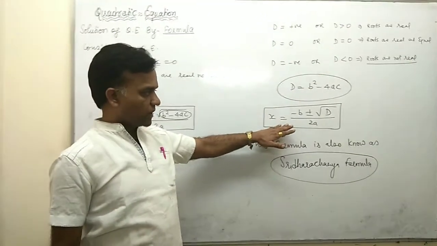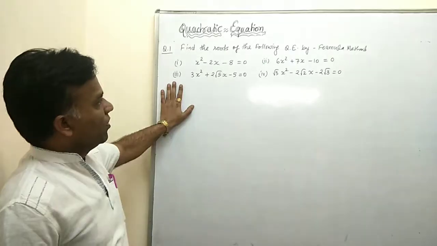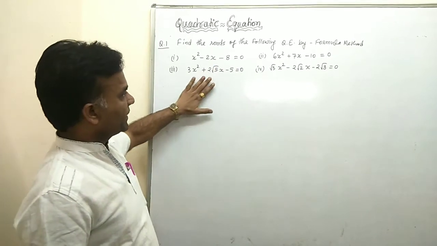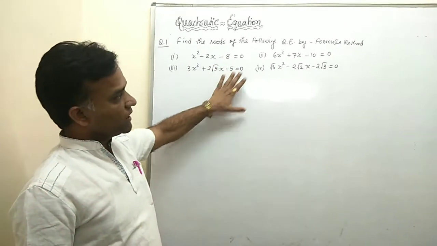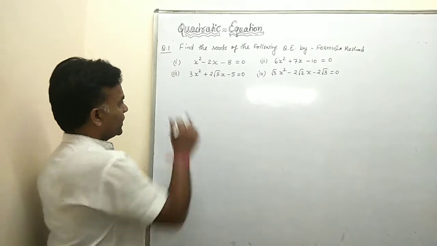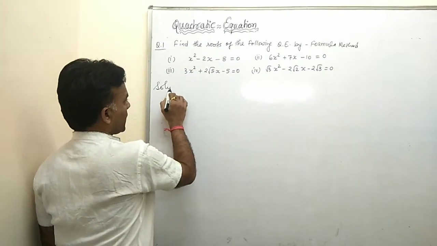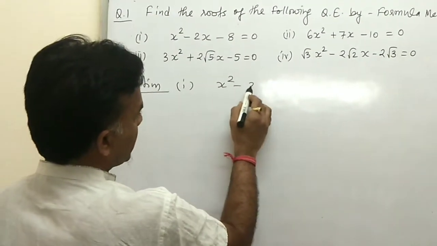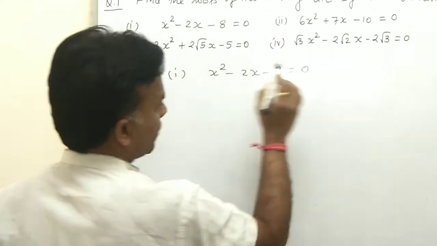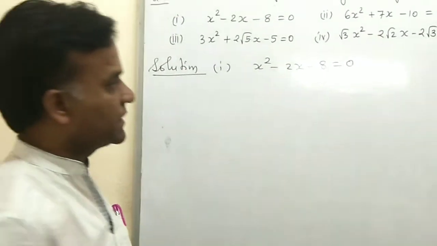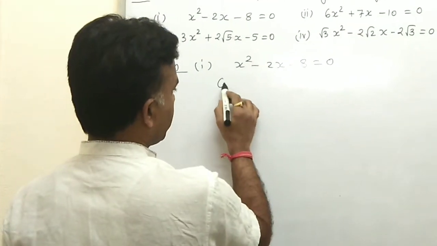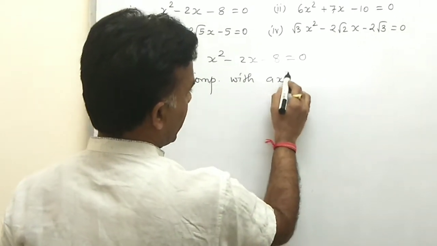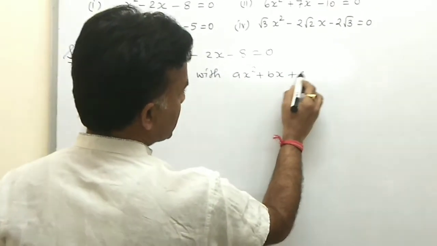You use this formula after finding the discriminant. Now in this example, find the roots of the following quadratic equations by the formula method. We have 4 examples, using the concept of the formula method. First we write the solution of the first part. Your first question is x square minus 2x minus 8 equal to 0. For every quadratic equation, first write it down as it is, and then compare it with ax square plus bx plus c equal to 0.